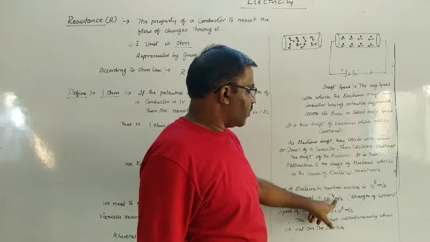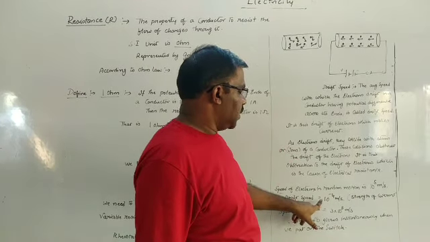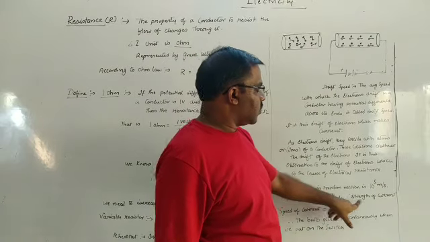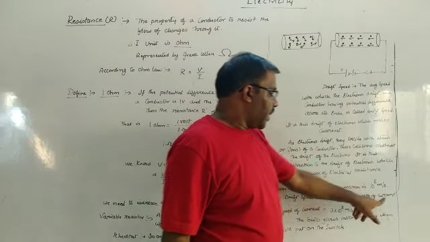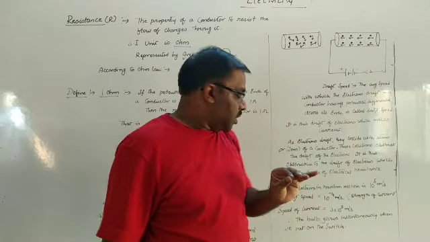That is 10 power 4 meters per second. That is, the strength of the current is very low. That means drift speed indicates only the strength of the current. But one thing to be remembered is, drift speed is not equal to the speed of the current.